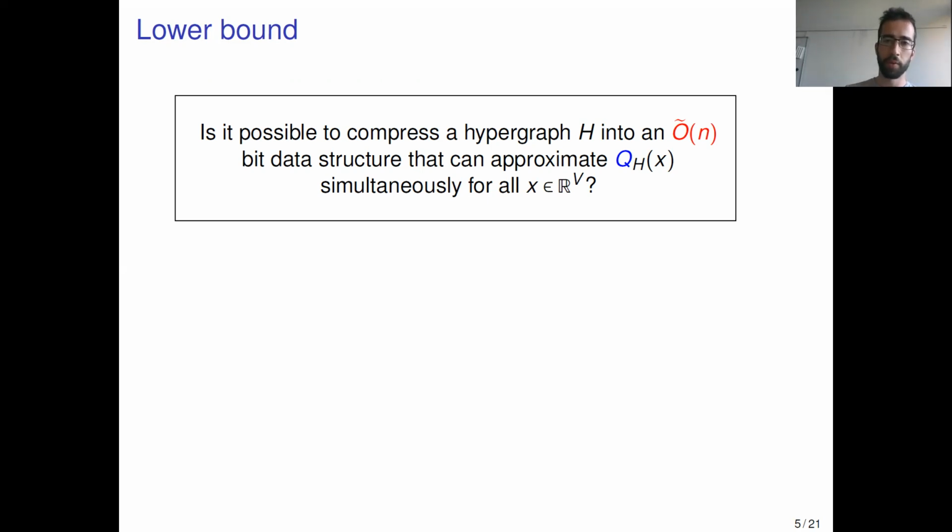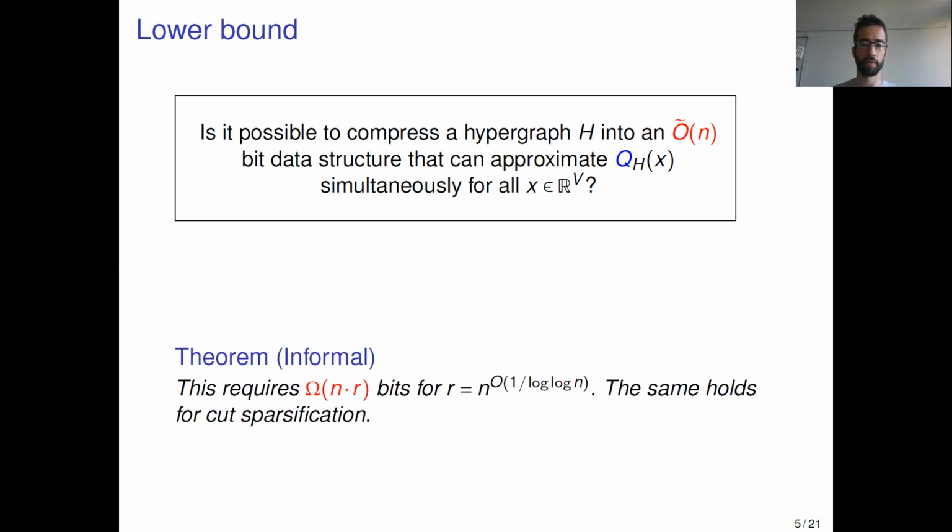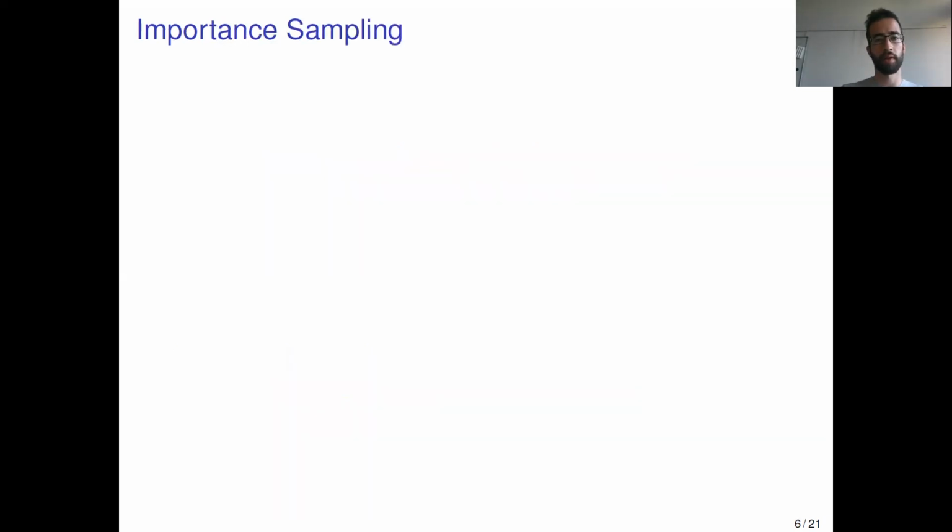But actually, we proved that this is impossible for most settings of the parameters. We proved that omega n times r bits are actually required to compress even the cut structure of a hypergraph of rank r, no matter what data structure you use. But we'll get to this later. So let's start with our construction for hypergraphs. And indeed, we use a very common technique for constructing spectral sparsifiers, which is importance sampling.